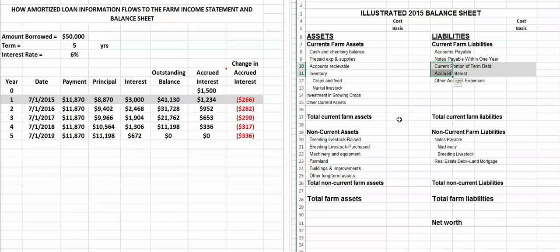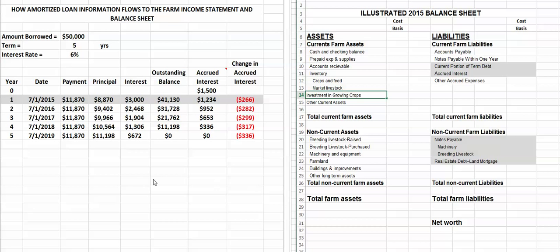You're also going to need amortization schedules down in non-current farm liabilities in order to complete the notes payable for machinery, breeding stock, and land mortgages. What we're going to illustrate in this particular video is how you use an amortization schedule to complete the balance sheet for the categories that are in gray. Let me go ahead and finish that out. So these two gray sets of cells need information from the amortization schedules to complete.